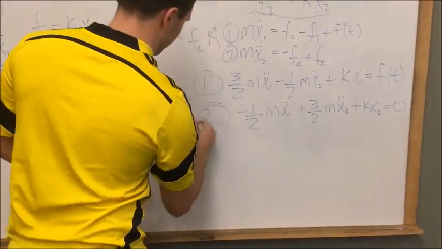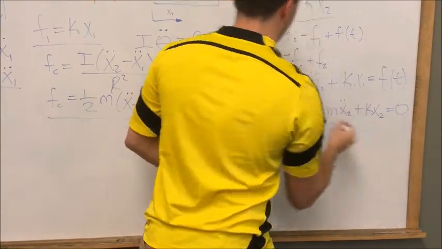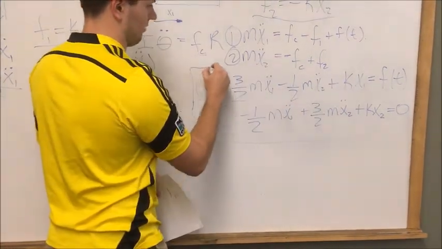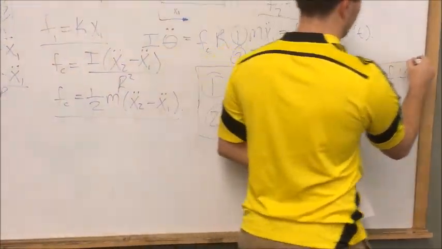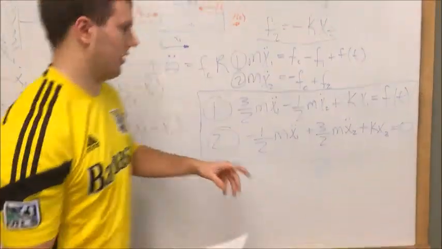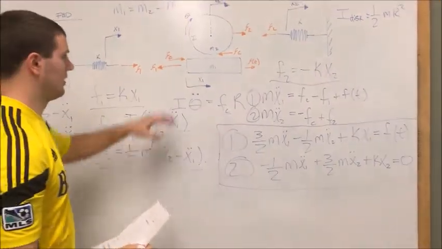And so this will be our 2 equations for this system. You've got the 2 equations for the 2 masses and the 1 equation that describes the relation between them.